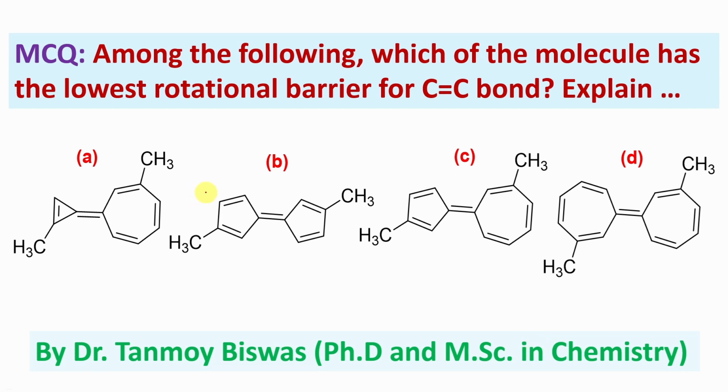Today's topic of discussion is on MCQ and the question is in front of you. Among the following, which of the molecules has the lowest rotational barrier for this carbon-carbon double bond? I am talking about these four double bonds. By the way, I have given a little clue.